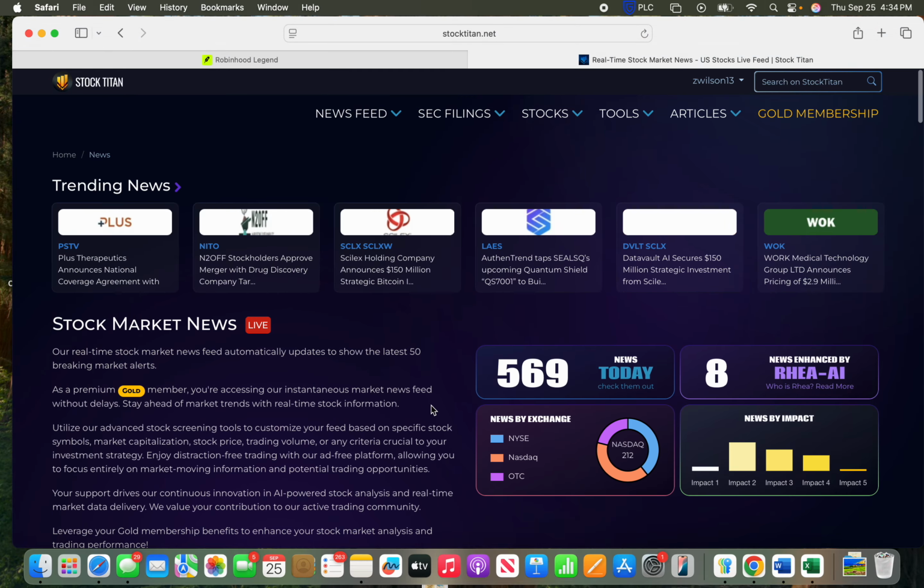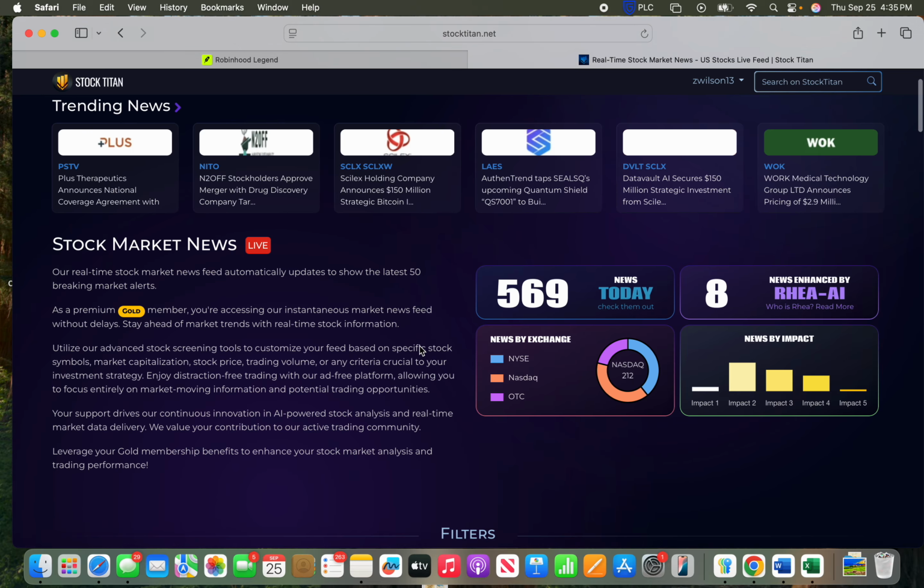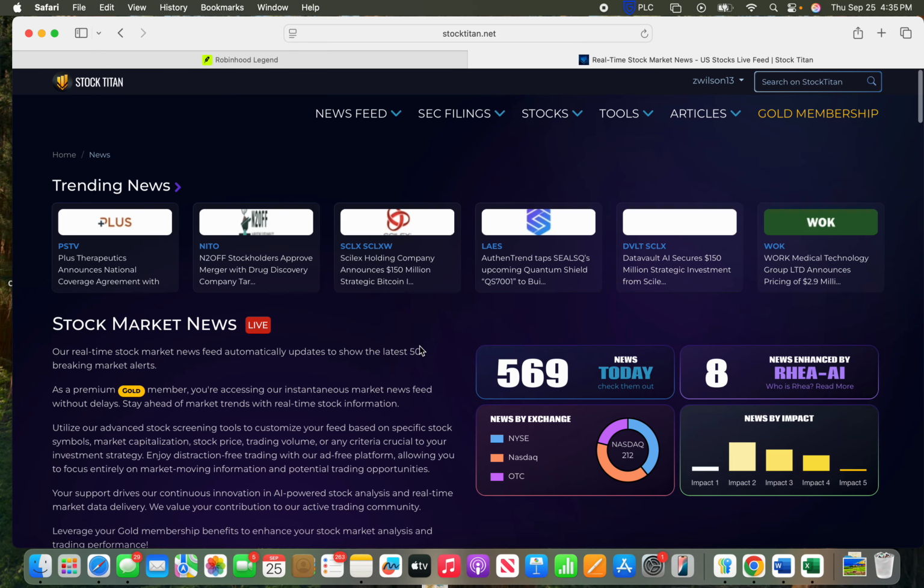I'm just posting how I find stocks to day trade. So the website that I use is stocktitan.net. You can see it here, stocktitan.net. There is a free version, but I wouldn't recommend it because there's a delay of like 10 minutes. So the gold membership is like $59 a month. I don't get any affiliate income or anything from that, but this is how I find them.